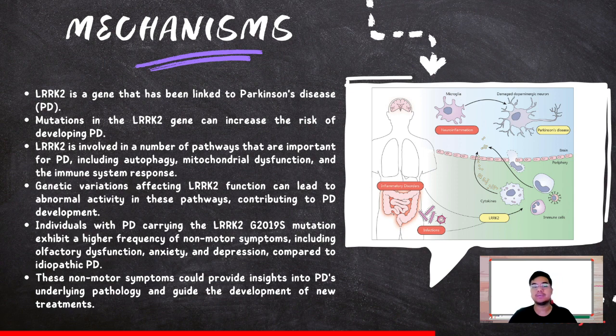Additionally, individuals with PD carrying the LRRK2 G2019S mutation exhibit a higher frequency of non-motor symptoms, including olfactory dysfunction, anxiety, and depression, compared to idiopathic PD. These non-motor symptoms could provide insights into PD's underlying pathology and guide the development of new treatments.